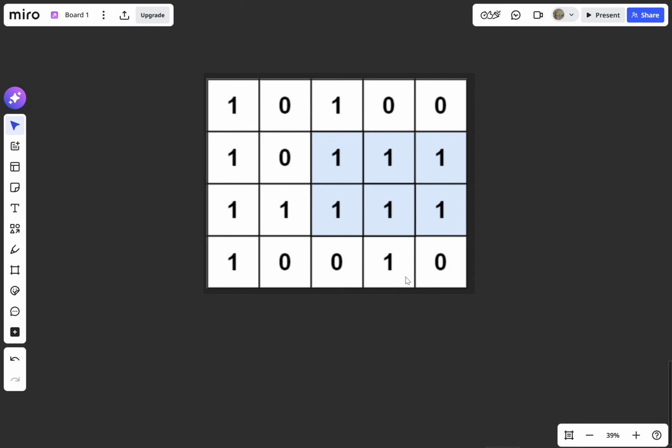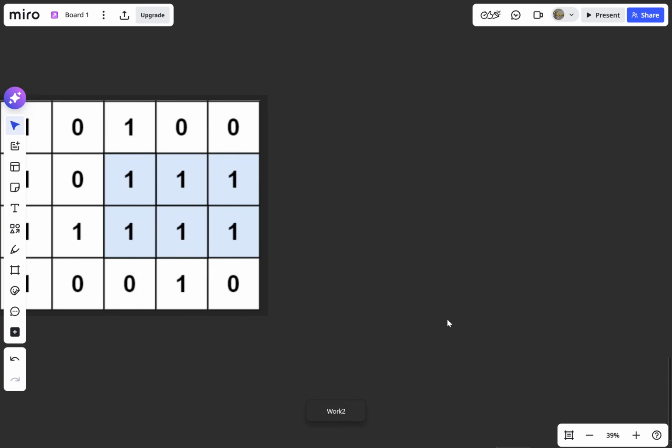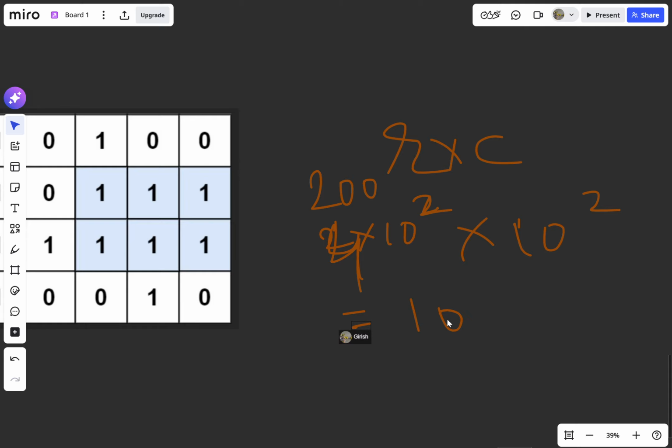Now let's see the constraints. Here the constraints are 200 only. Rows and columns can be 200, which means 2 into 10 to the power 2. So when we traverse rows by columns, we have to multiply it with 2 into 10 to the power 2 again, so 4 into 10 to the power 4. So our maximum time complexity should be 4 into 10 to the power 4 when we traverse.